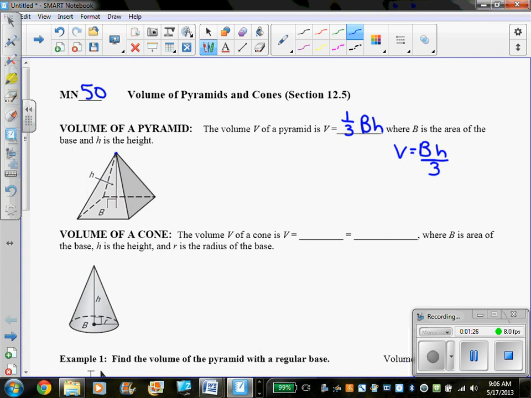So again, where B is the area of the base, which is this right here in this problem, and H is the height. And be careful, the height of the pyramid has to go from the peak, the vertex up here, down to the base at a 90-degree angle. Not a slant height, we're talking about the height of the pyramid. That's what you would need to use to find the volume of this pyramid, or any pyramid actually.